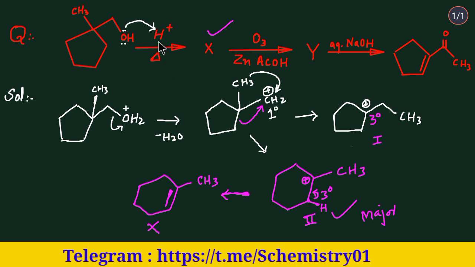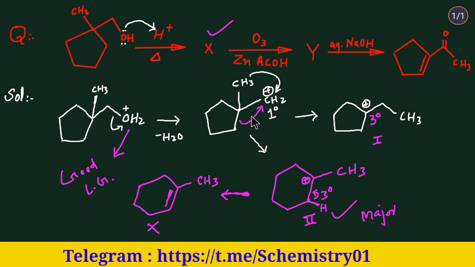Simply, first of all, protonation takes place. So after protonation, this water will get eliminated. It is a good leaving group. You will note down that it is a good leaving group, right? So after that, it will form the carbocation, and there will now be rearrangement from the primary carbocation. It gets converted to tertiary, but how?